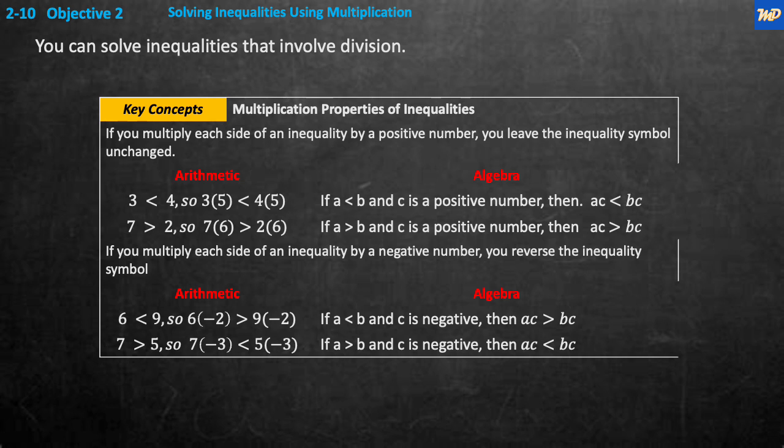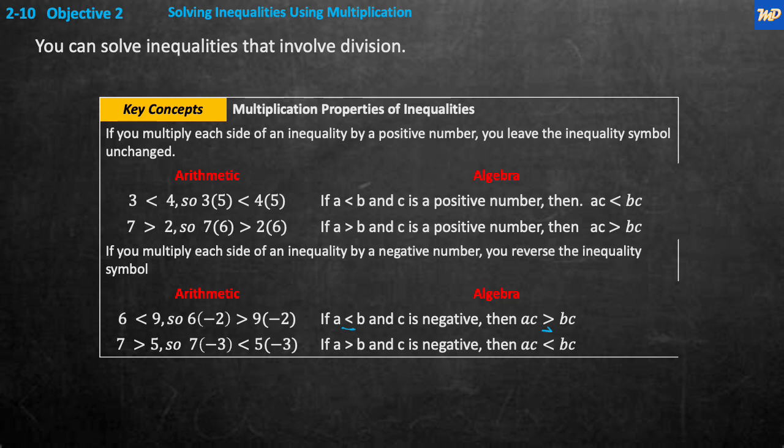Okay? If you multiply each side of an inequality by a negative number, you reverse the inequality symbol. So in algebra, if a is less than b and c is negative, then ac is greater than bc. The inequality switched. You see that right here? The inequality is now a greater than, it used to be a less than. If a is greater than b and c is negative, then ac is less than bc. If we look at it in terms of numbers, 6 is less than 9. Yes, it is. So 6 times negative 2 is now greater than 9 times negative 2.